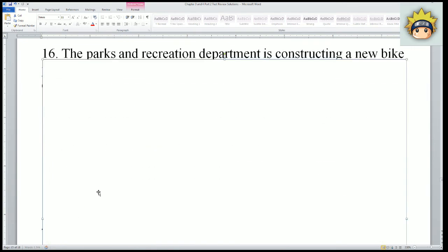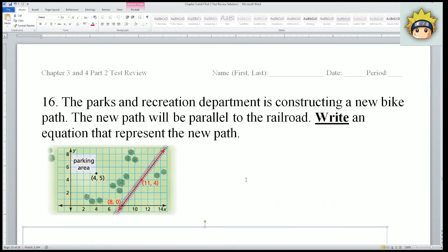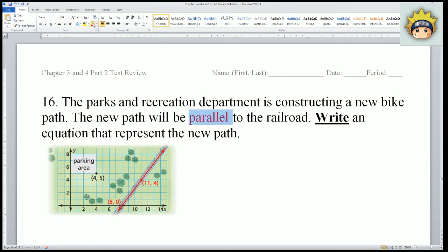Yes, here it is. Okay, let me get this there. There you go. Number 16. The Park and Recreational Department is constructing a new bikeway path. The new path is parallel. Ooh, that's a key word right there. Parallel. Okay, to the railroad. Write an equation that represents the new path.